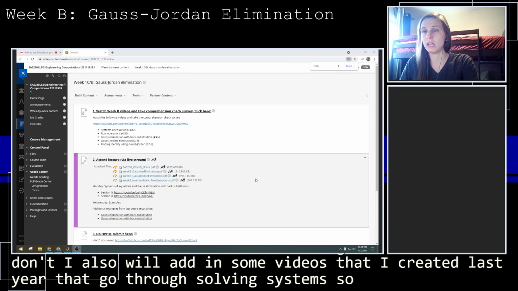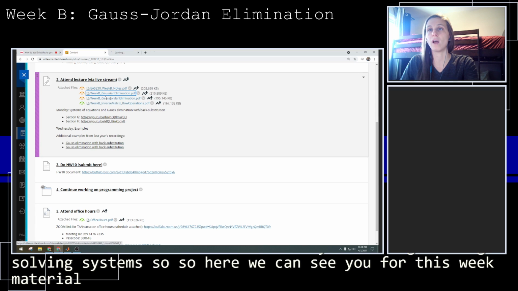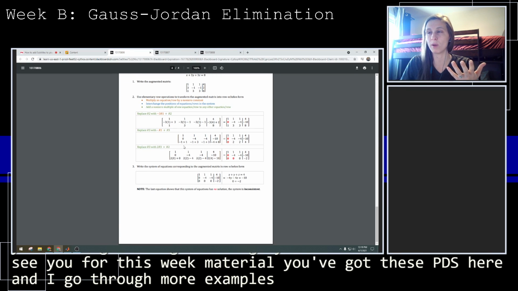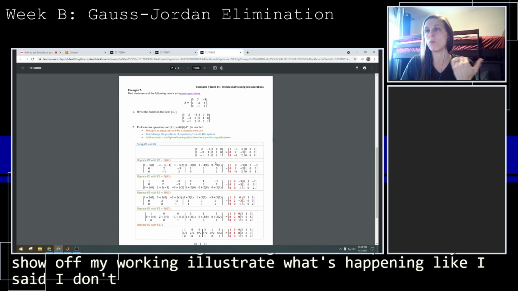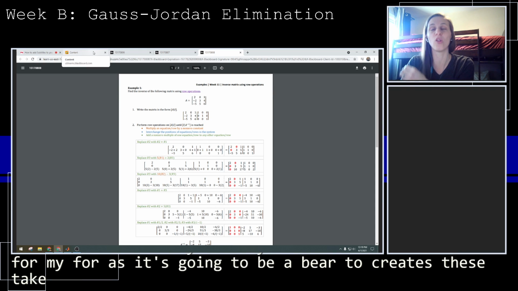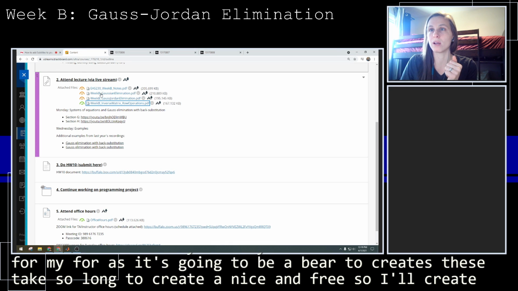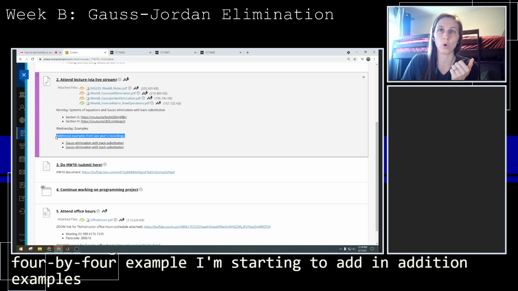So here we can see for this week's material, you've got these PDFs that go through more examples. I try to show all of my work and illustrate what's happening. Like I said, I don't have any 4x4s. I will add in some 4x4s. It's going to be a bear to create because these take so long to create, but they're nice and pretty. So I'll create a 4x4 example. I'm starting to add in additional examples from last year's recordings.